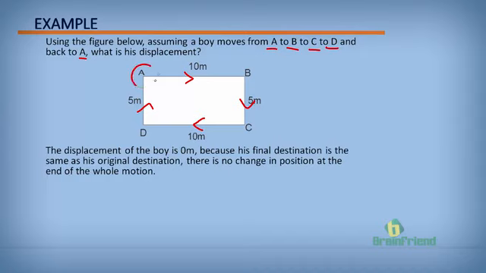But he arrives back at his original position. Displacement is the difference between your final position and your original position. That means that the boy did not have any displacement. His displacement is 0 meter. He didn't change position at the end of the day. He came back to his initial position. That's why we said before that if your origin and destination are the same, your displacement is 0, because there is no change. But if we were to calculate distance, as we saw earlier, the distance for this particular movement is 30 meters.